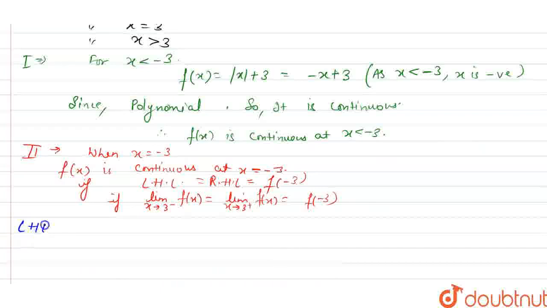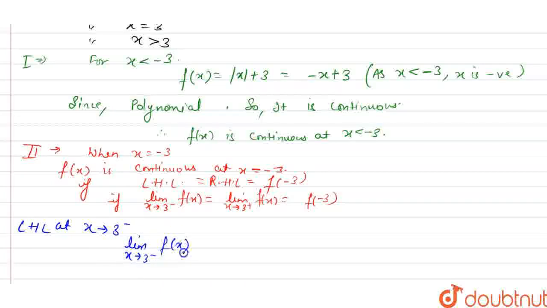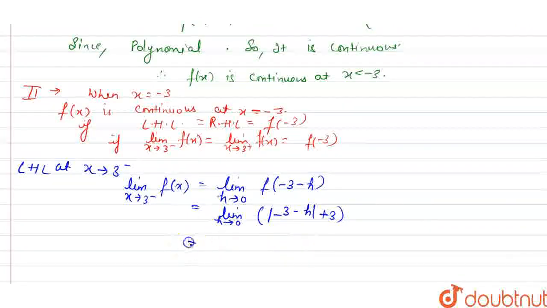Now check the left hand limit at x tends to -3 negative. Limit x tends to -3 negative f(x) is equal to limit h tends to 0 of f of -3 minus h, and that gives limit h tends to 0 of mod of -3 minus h plus 3 according to our given function, and that is equal to -3 minus 0 plus 3 in mod, that is 3 plus 3, which is equal to 6. This is the left hand limit.